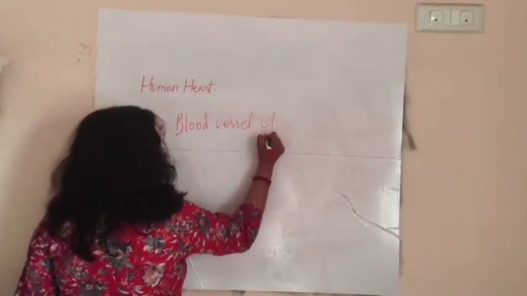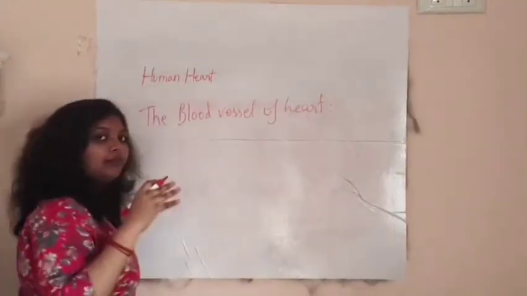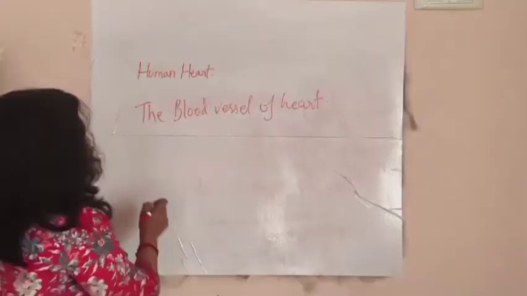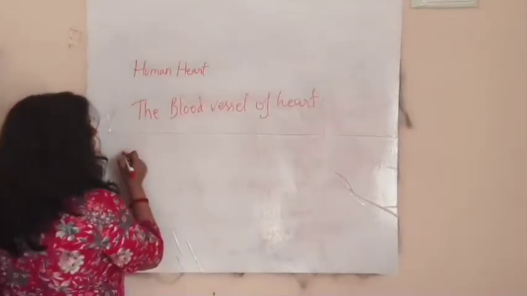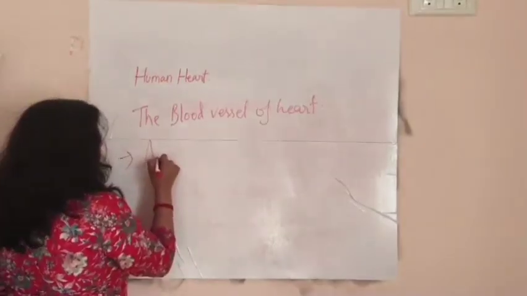of the heart. This I am writing down so that you can remember the terminologies and the parts easily. Okay. So the biggest artery of our body is coming from the heart and the name of it is aorta.